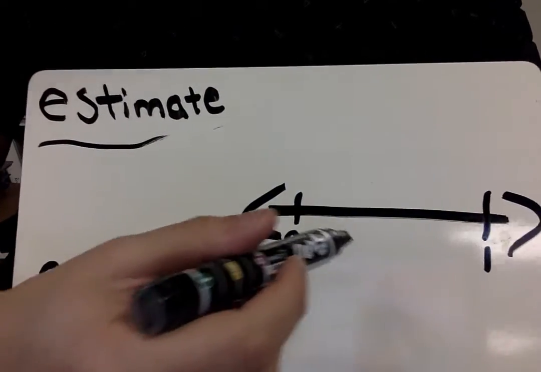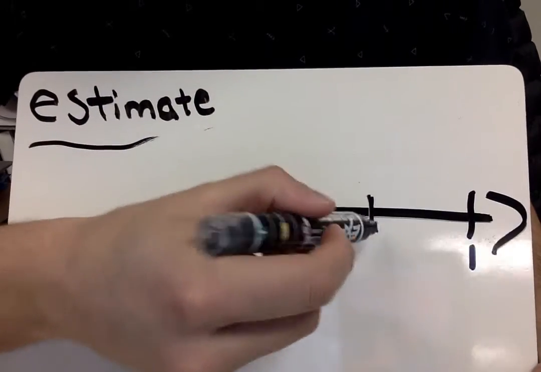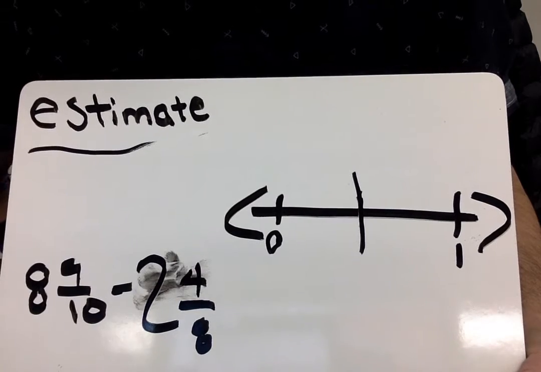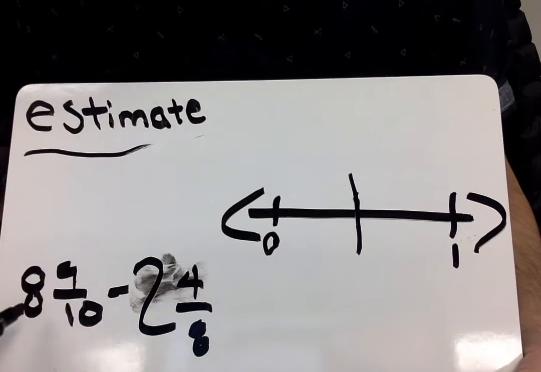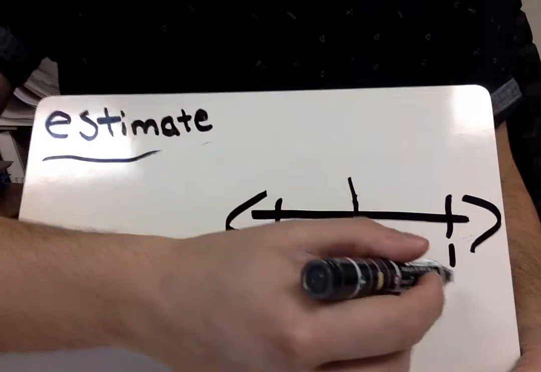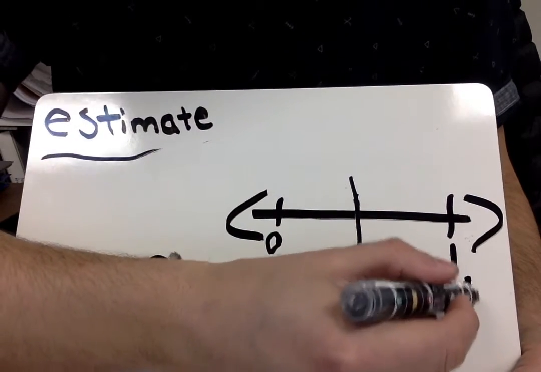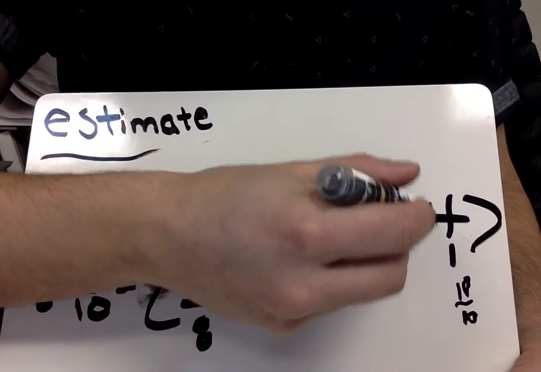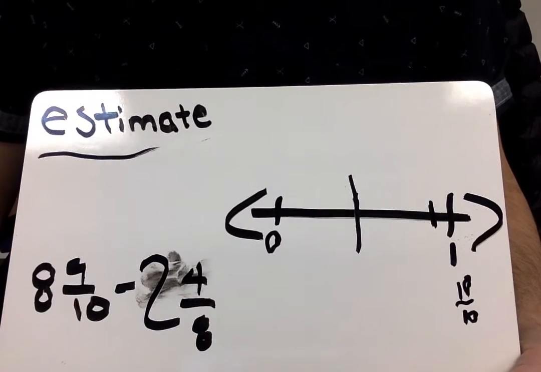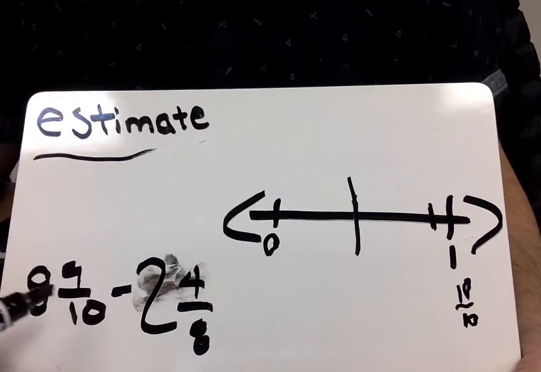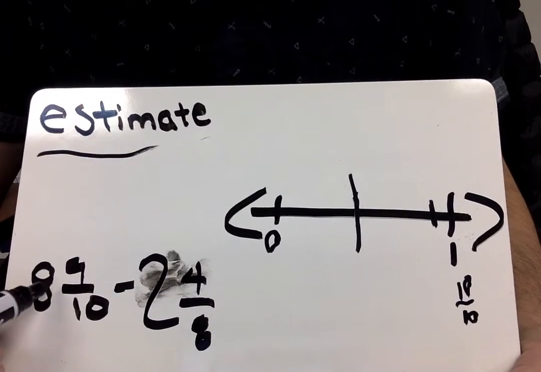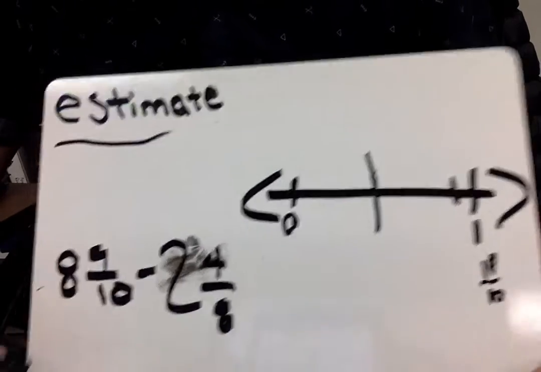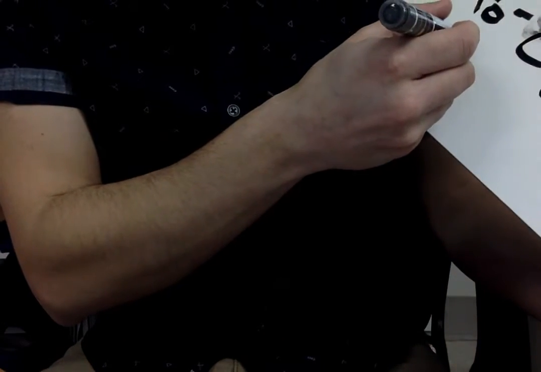I'm going to, again, put my 0 and my 1 whole. I'm going to put my half marker tick, my 1/2. And now I can look at my 2 mixed numbers. So I have 8 and 9/10. Well, I know 10/10 is 1 whole, right? So 9/10 is about here, really close to my 1 whole. So that means I need to add another 1 whole to 8, because 9/10 is closer to the next whole number than it is to 8, which means I will say it's about 9.